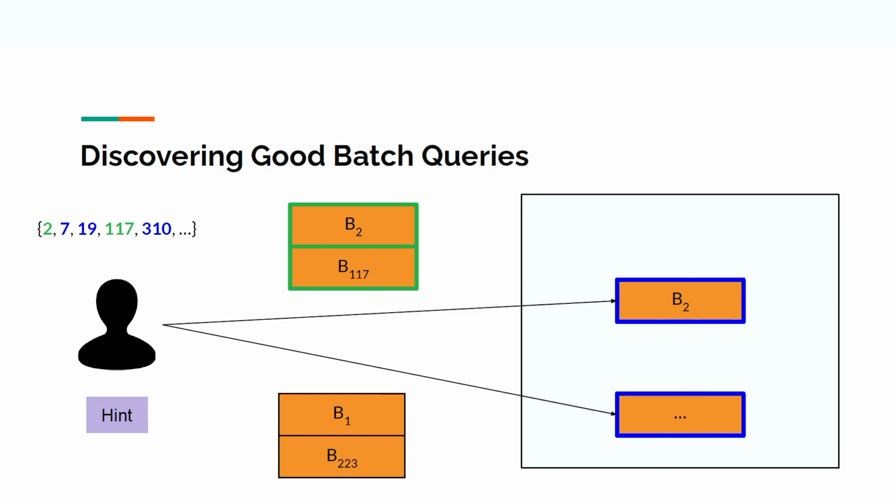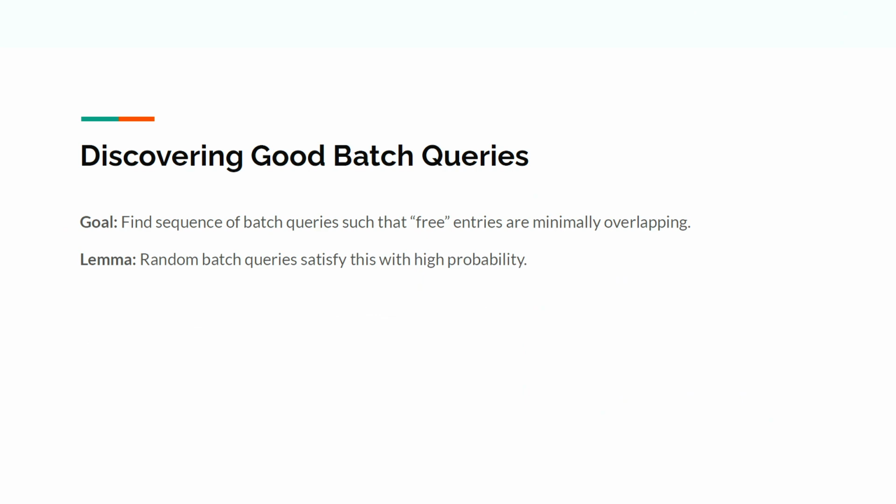So for example, that was a bad thing, but this would be a good one. If you say, for example, ran this scheme again and you got B2 and B117 for free. So this is one of the key arguments we need to do in our paper, and essentially we prove that, in fact, if you just do random batch queries, it satisfies this property with very high probability, and the argument is via some combinatorial counting arguments.